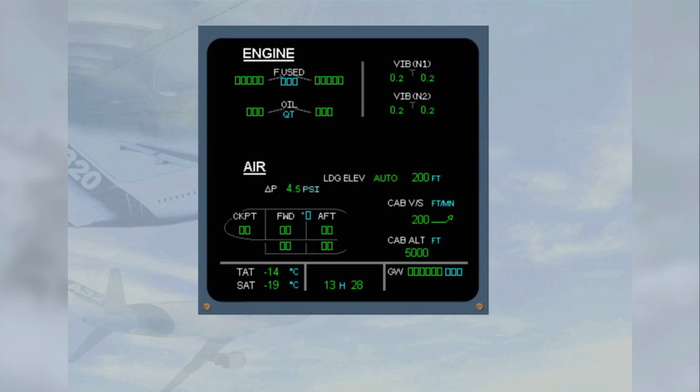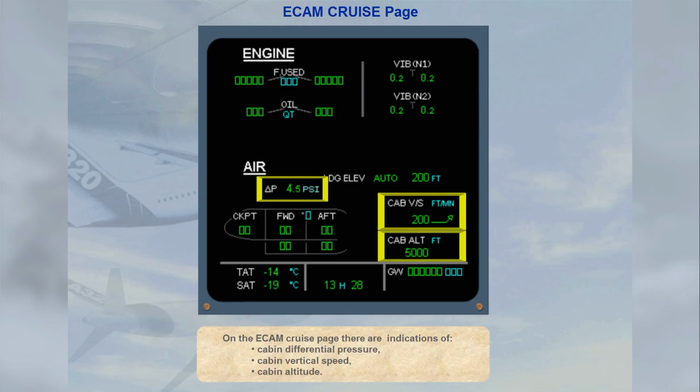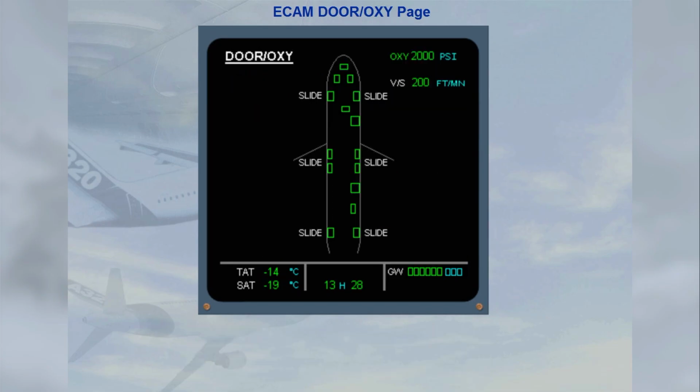On the ECAM cruise page, there are indications of cabin differential pressure, cabin vertical speed, and cabin altitude. There is also an indication of cabin vertical speed on the ECAM door page. Note that this indication is only displayed when the aircraft is airborne.